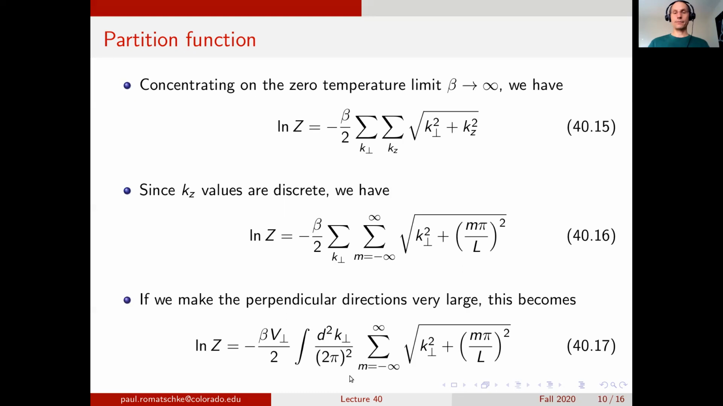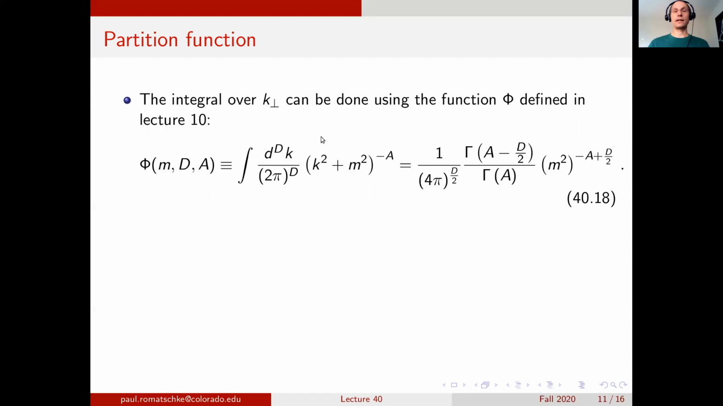The integral over k perp of a square root in this form is similar to a function that we already discussed. In particular, we have dealt with this function called phi back in lecture 10. The function phi was defined as this. It's a d-dimensional integral over k of something that's k squared plus m squared to the power of minus a. That's precisely the form we have now. And the advantage is that this function phi can be evaluated analytically in terms of gamma functions for any combinations of d, m, and a. And this was the result we found back in lecture 10.